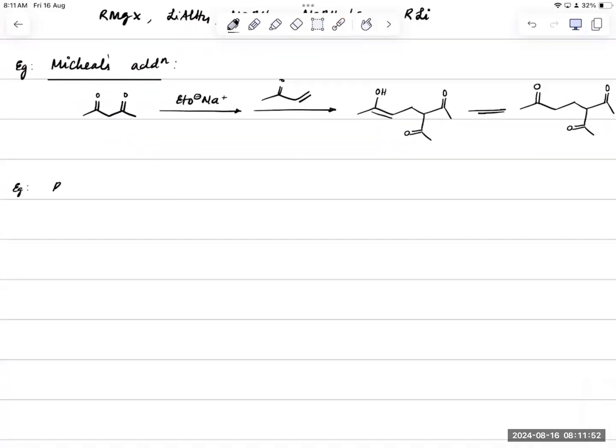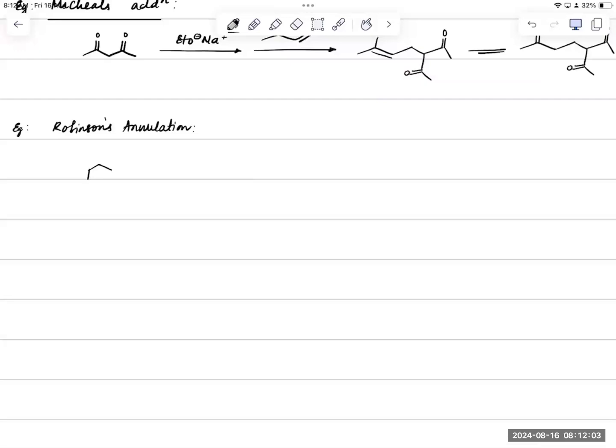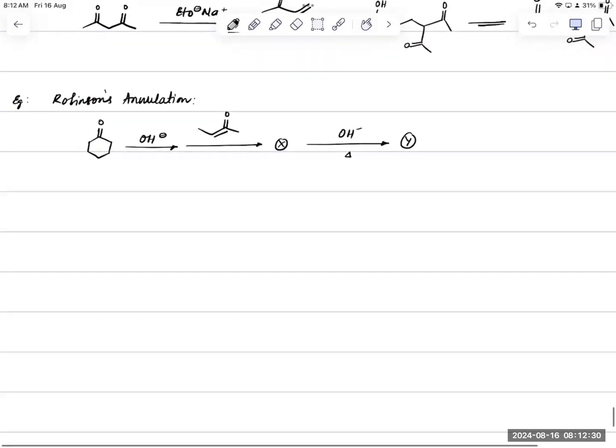Second example is Robinson annulation. So here also we will have double bond O, and if you treat with OH minus followed by conjugate addition, we will have this double bond O and a double bond here, and this will give us X. And this X, again if I react with OH minus and heat, will give us Y. This is called Robinson annulation.